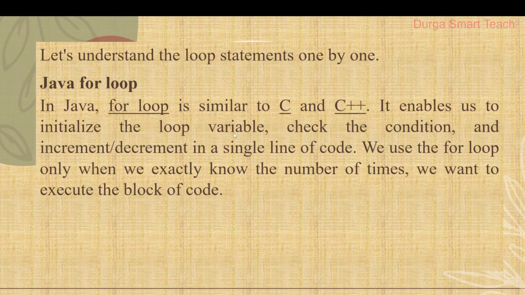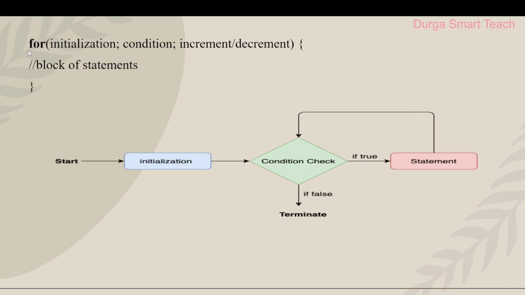Here it will first initialize the variable and after that it checks the condition. If the condition is true, then statements are executed, and after that it will increment or decrement the variable. We use the for loop only when we exactly know the number of times we want to execute the block of code. So we only use this for loop when we are sure about the number of times the block of code is to be executed. Let's see the syntax of the for loop.